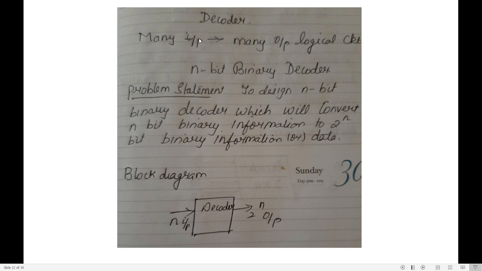Okay, so let us design a decoder circuit. Decoder is a multiple inputs, multiple outputs circuit. Let us first write the problem statement. While designing, you need to write the problem statement. What is the problem statement of a decoder? Decoder is used to convert n-bit binary information to 2 power n bit binary information. Now we know how to draw the block diagram. Since n inputs are there and 2 power n outputs, the box has to be drawn. The circuit I'm going to design is a decoder circuit, so I write decoder inside the box. So n inputs, the decoder converts them to 2 power n outputs.